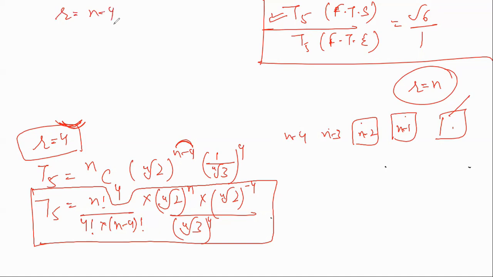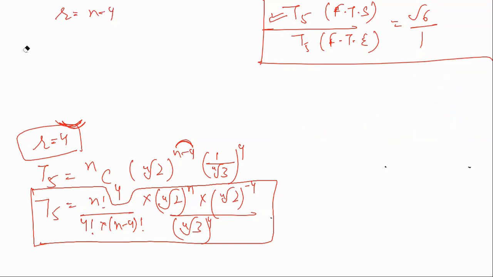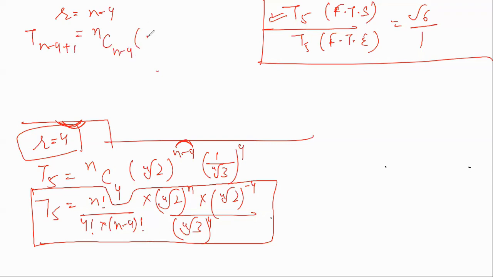And we have to put in the same formula, which is T(r+1) equals nCr, a raised to the power n minus r and b raised to the power r. So let me put it out. So T, what is r? n minus 4 plus 1, that is equal to nCr, r is n minus 4. a, which is this one, raised to the power n minus r, means r is this one. And what is b? n minus 4. Okay, now let me sort it out.